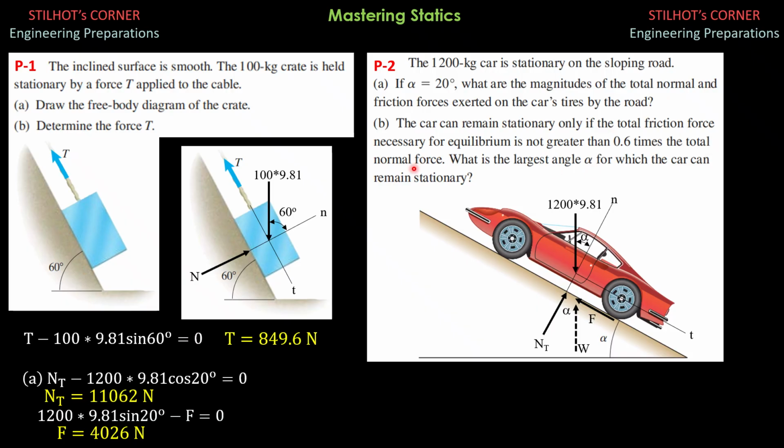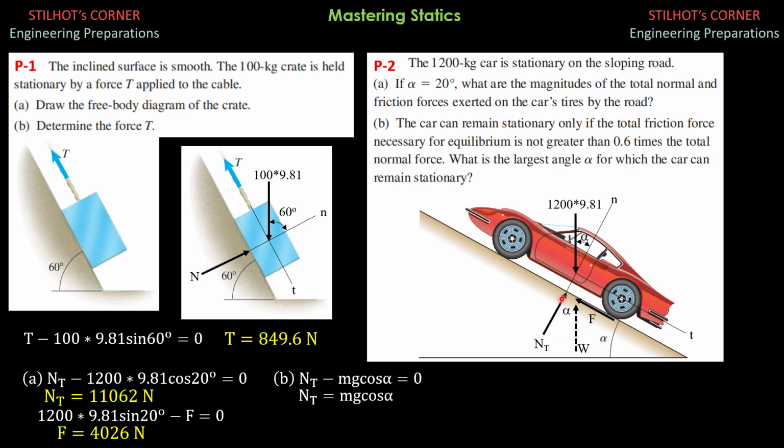For part B, the car remains stationary only if the total frictional force necessary for equilibrium is not greater than 0.6 times the total normal force. So what is the largest angle alpha for which the car remains stationary? So for the total normal force, again, in general, mg cosine of alpha. So NT minus mg cosine of alpha is 0. So NT is mg cosine alpha.